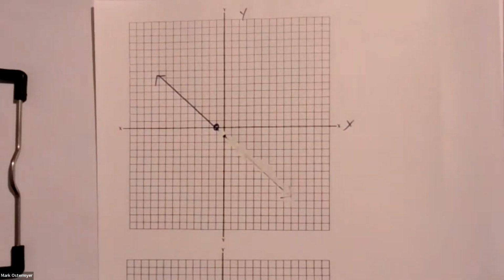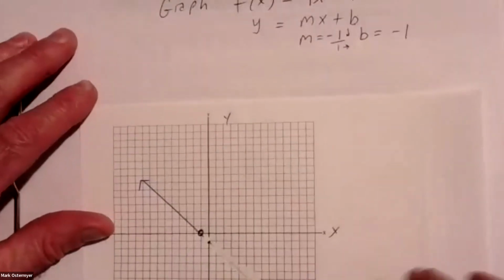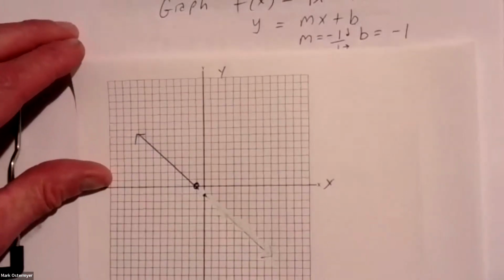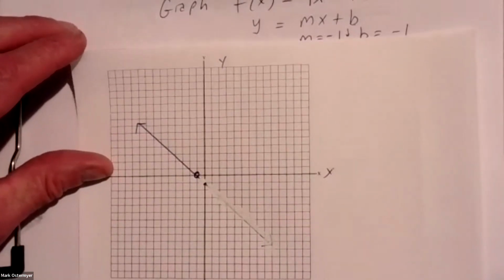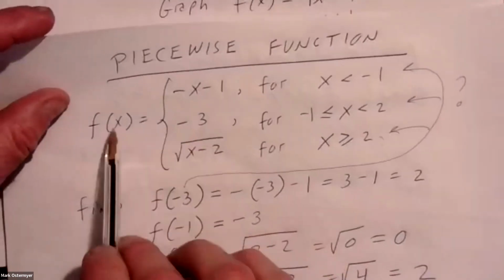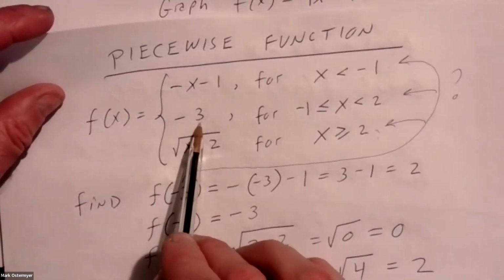And you are looking at the graph of the first definition of that piecewise function. That's the only part you're going to see of it because it's only valid for x less than -1. Now we've got to graph the second definition, which is to say f of x equals -3.